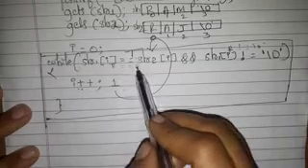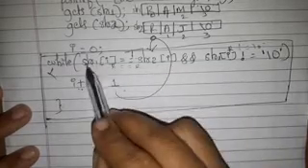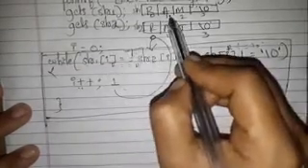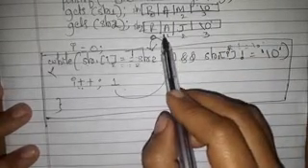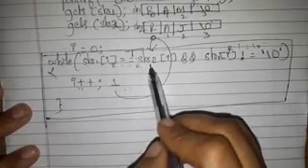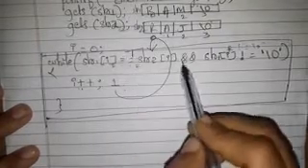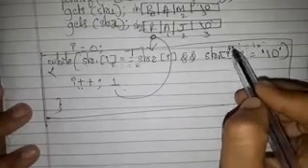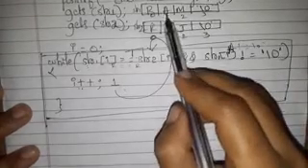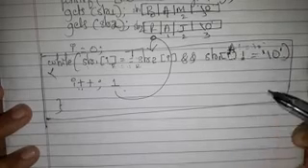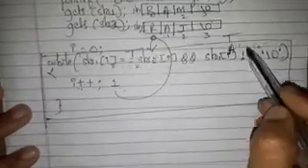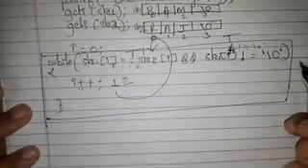str1 of 1 is equal to str2 of 1. What is str1 of 1? This is A. What is str2 of I? This is also A. A is equal to A. Yes, it is true. And str1 of I is not equal to null. What is str1 of 1? That is A, and A is not equal to null. This is also true. True and true, again true. So it comes inside. I value will become 2.